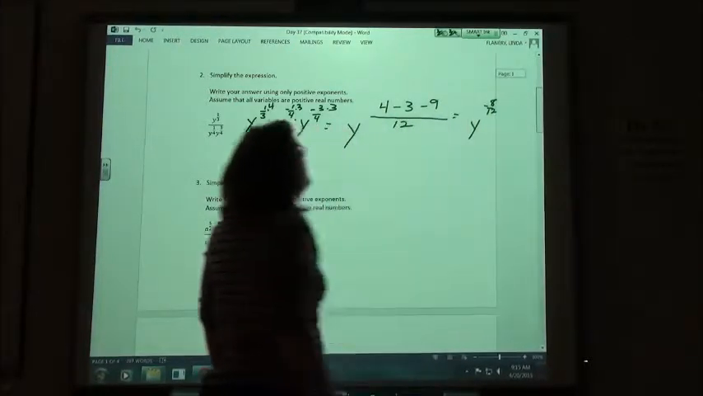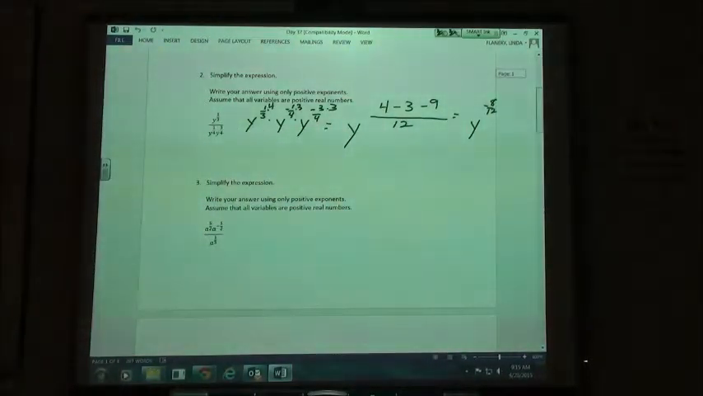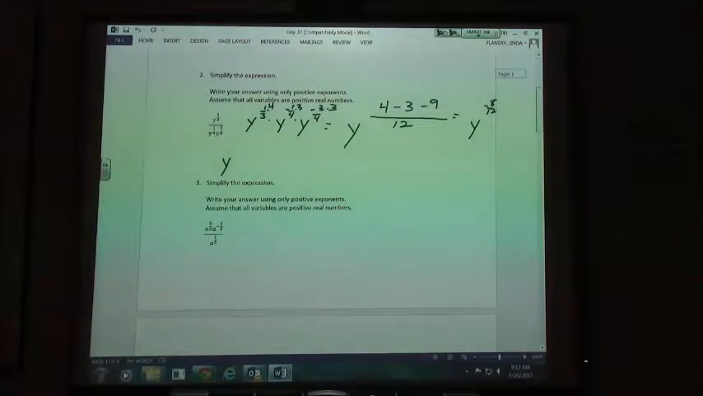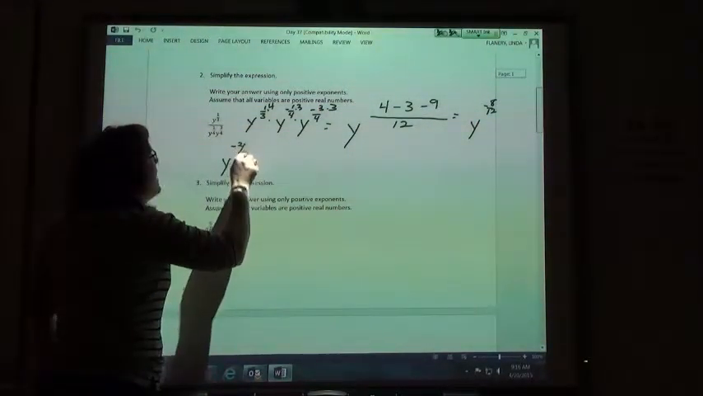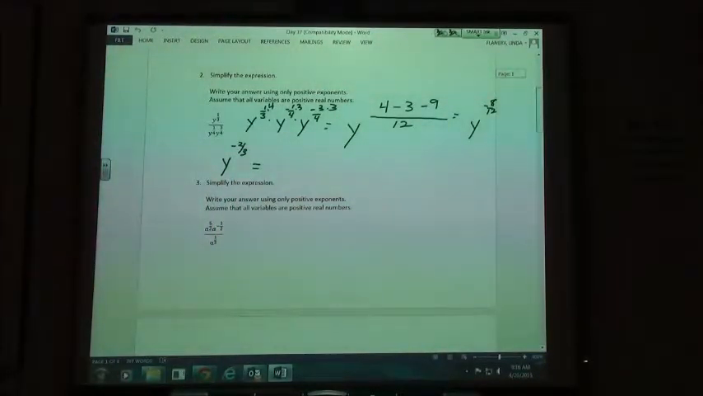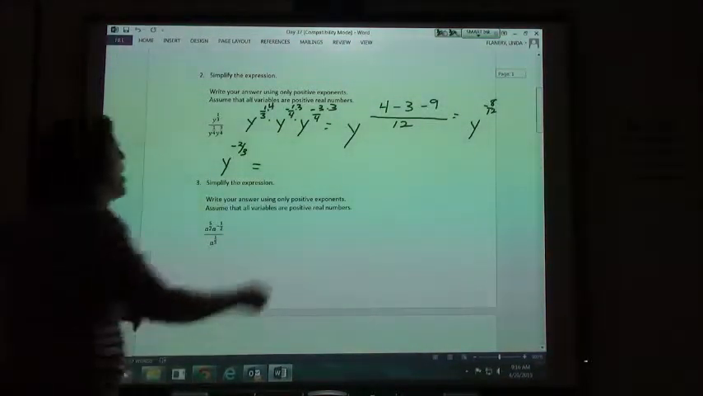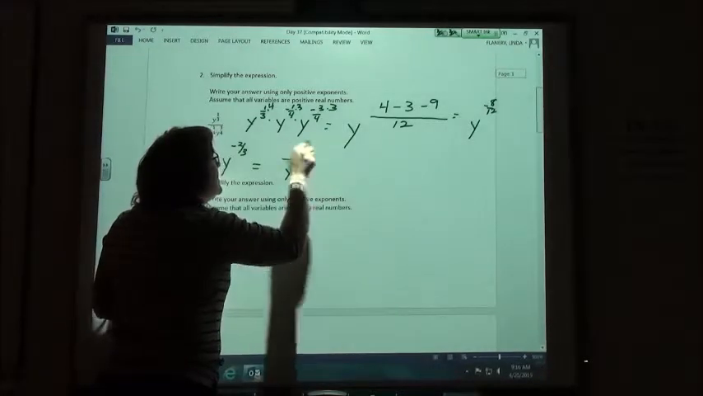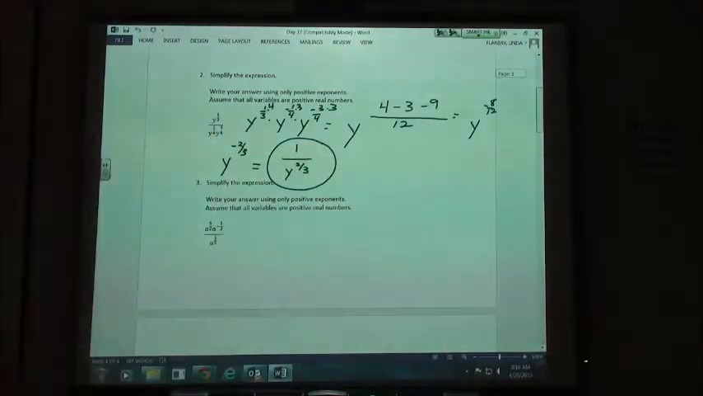So we have a fraction. If I have negative 8/12, I can reduce that down, right? Negative 8/12 would reduce down to negative 2/3, right? Negative 2/3. And since my exponent is negative, what do I have to do to get rid of the negative exponent? Flip it, so I'm going to put 1 over y to the 2/3 power. That's what my answer is going to look like.